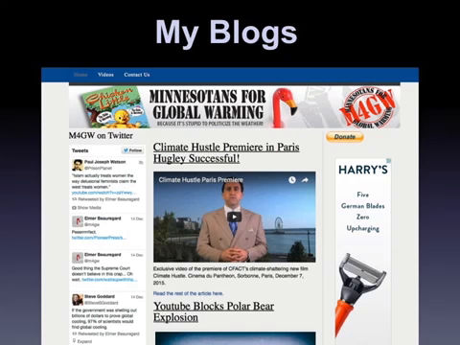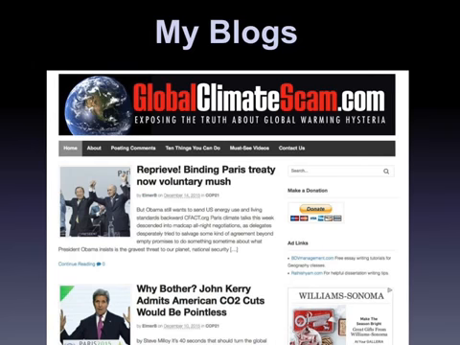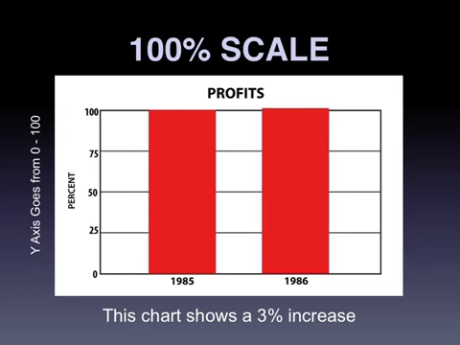As a graphic designer, one of the many tasks that we do is to design graphs. One of my first jobs out of college was working for a financial institution, and one day my boss told me to make a graph that showed a 3% profit from the year 1985 to 1986. So I made this graph. This graph actually shows a 3% profit between the years 1985 and 1986.